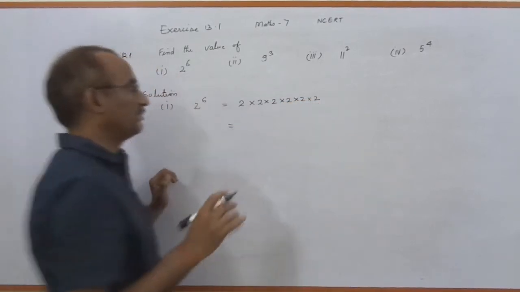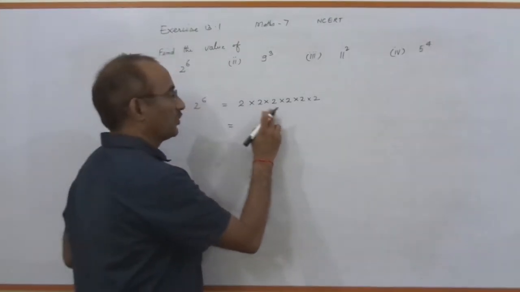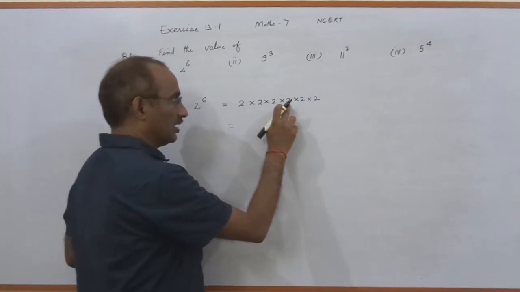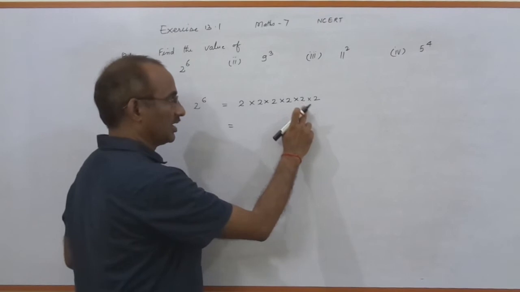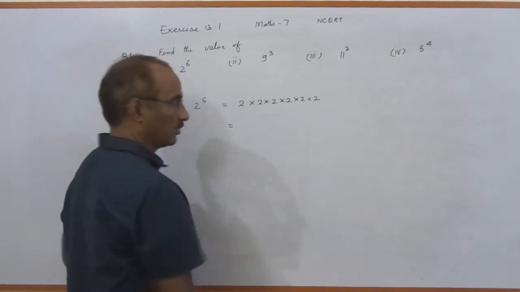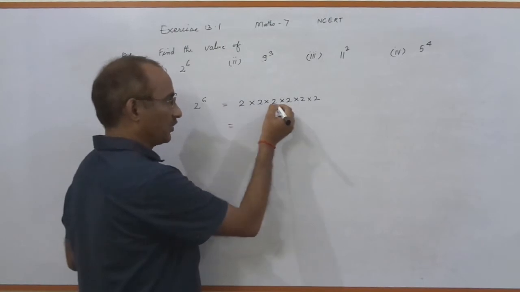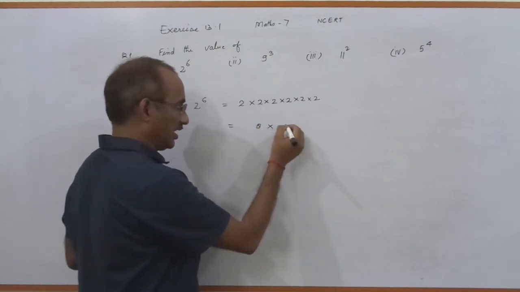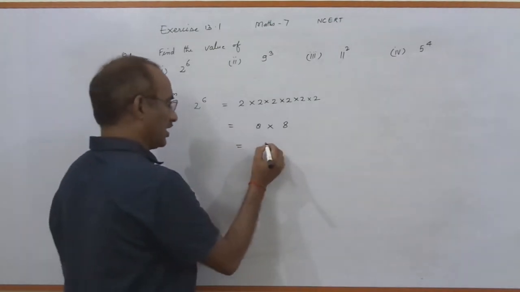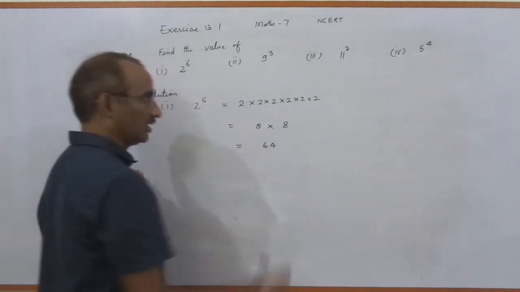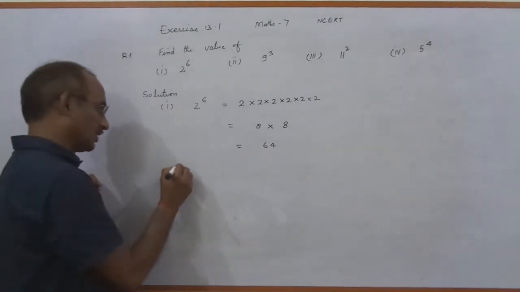Now if we multiply these numbers, 2 times 2 is 4, 4 times 2 is 8, 8 times 2 is 16, 16 times 2 is 32, and 32 times 2 is 64. You can also write it as 2 times 2 is 4, 4 times 2 is 8, so it can be written as 8 multiplied with 8, and finally you get 64. 8 eights are 64. Now come to the second question.